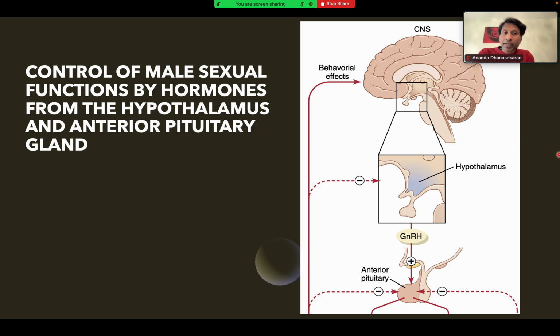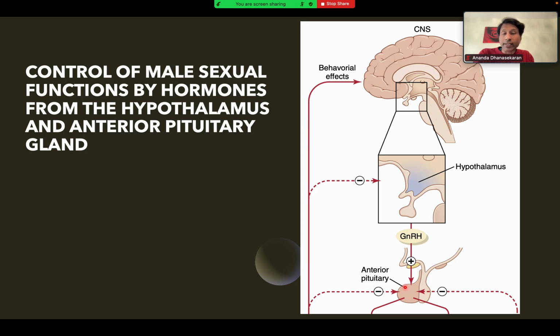Now we will complete this by understanding how the pituitary hormones are controlling the testis secretions and other things. So as you can see, the brain has the hypothalamus and pituitary. This area is now magnified. You can see the hypothalamus, and from the hypothalamus the pituitary is hanging down like a cherry. The pituitary contains two parts, the anterior pituitary and the posterior pituitary. The anterior pituitary is very important in our discussion today.